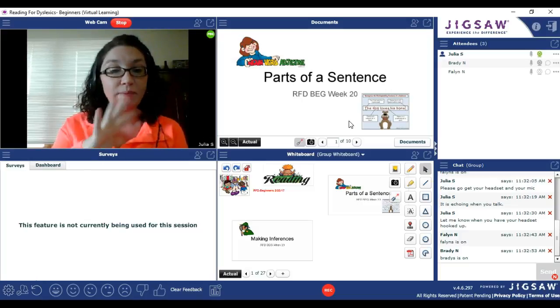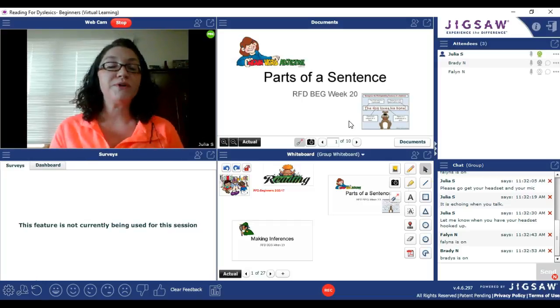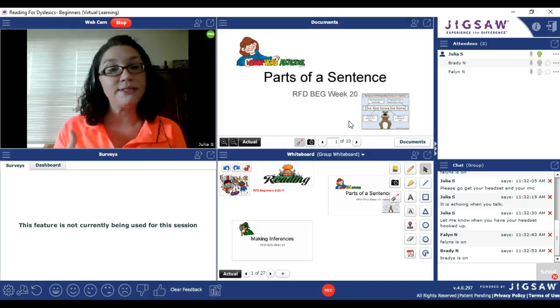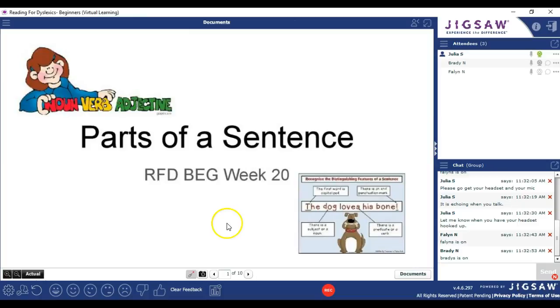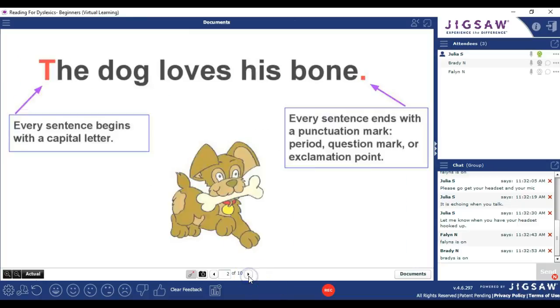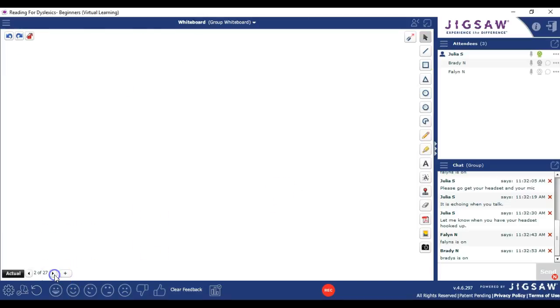So because we know the different parts of a sentence, we're going to start working with sentences every week, breaking them down to understand what they're about. Okay? Because each one of those has an important part to do in a sentence. First, let's look at this sentence. The dog loves his bone. Let's pull this up on here so we can write on the board.